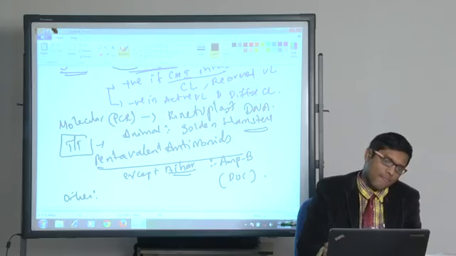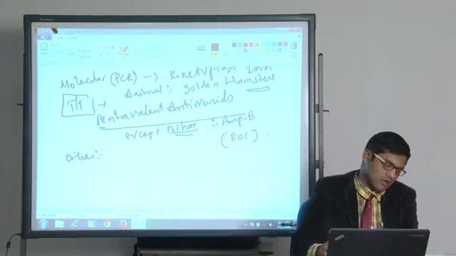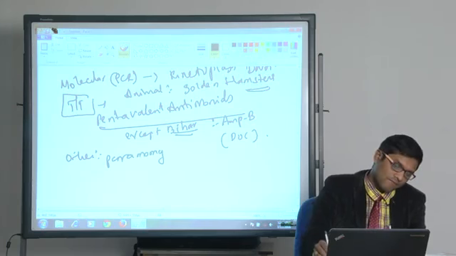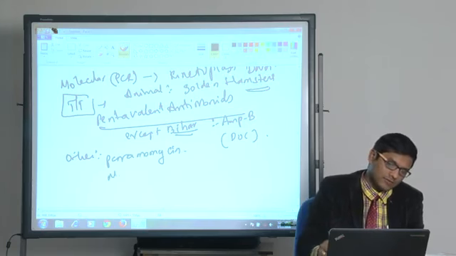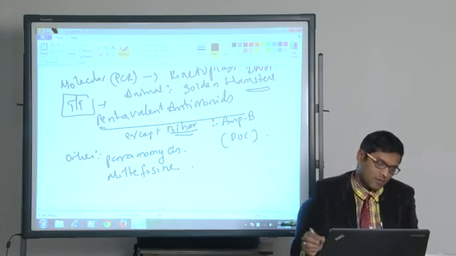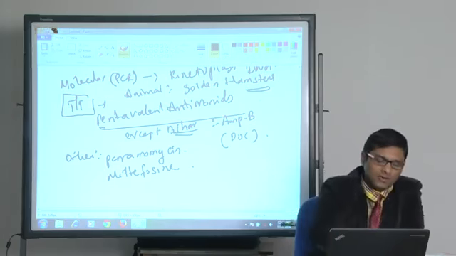Other anti-leishmanial drugs include paromomycin and miltefosine. Okay, these are the other anti-leishmanial drugs. So this is all about leishmaniasis.